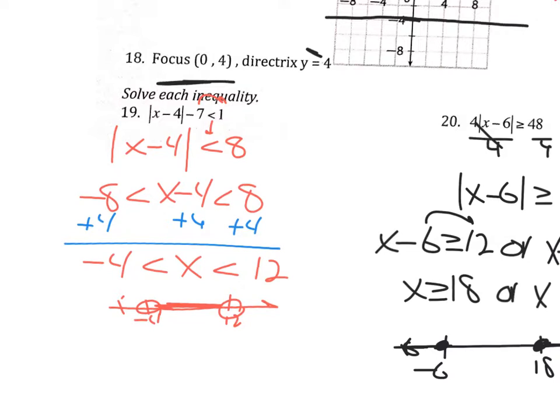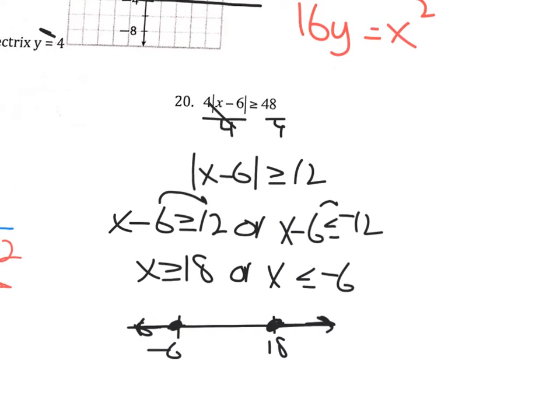19, 2 bars, 2 answers. Make sure you get 2 answers here. Move the 7 over, gives you 8. Write that step. And because it's less than, it's going to be less than. It's an and, so you write it 2 times. Write less than 8, greater than negative 8. Add 4 everywhere. There's your answer. And there's your number line.